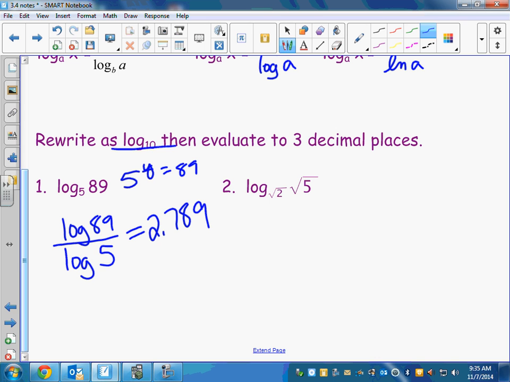I threw in some other bases here just to make you use your calculator correctly. You're going to use some parentheses here. But still, this is the base on the bottom, this is on the top. So I can rewrite that as log of the square root of 5 over log of the square root of 2. But remember, when you type in your calculator, you have to close your parentheses.